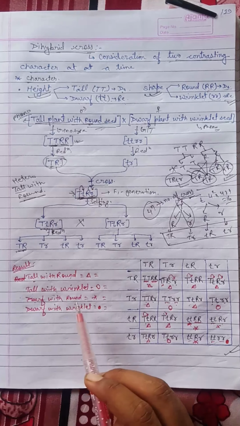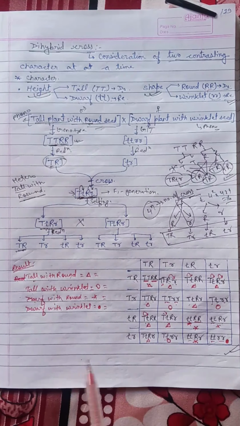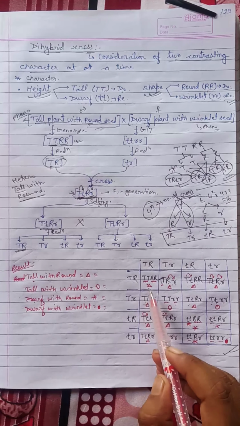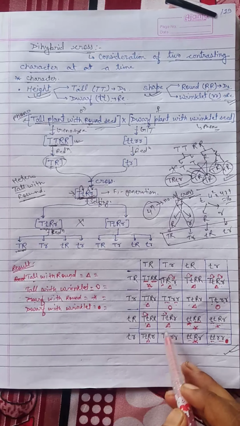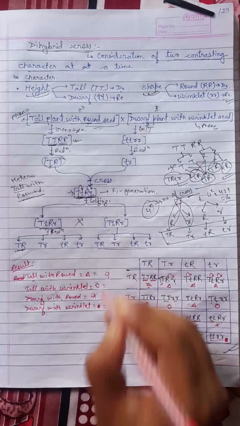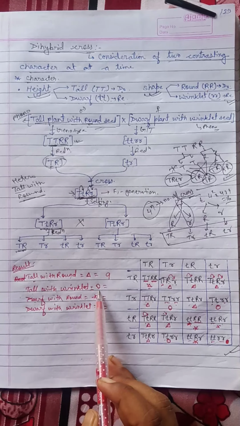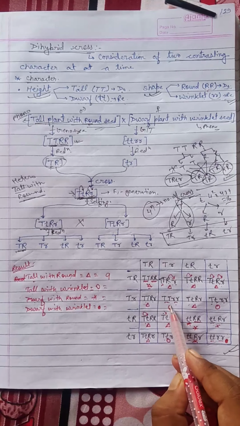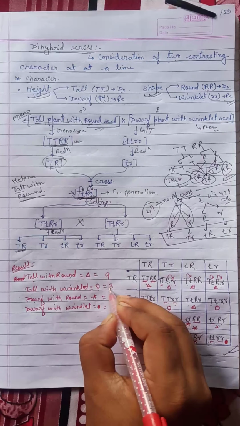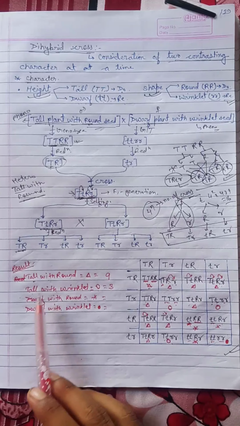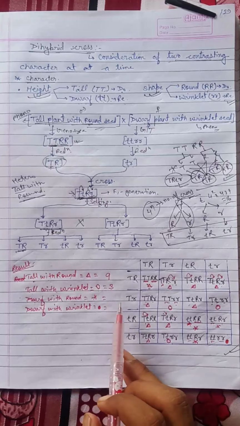Can you tell me what will be the number of phenotypes for the tall and round? This is the tall and round now. 1, 2, 3, 4, 5, 6, 7, 8, and 9. This is 9. And what will be the condition for tall with wrinkled? That means circle. Here the circle is 1, 2, and 3. That means the number of phenotypes of tall with wrinkled will be 3 in these genotypic products.